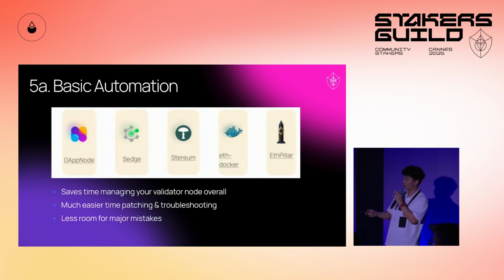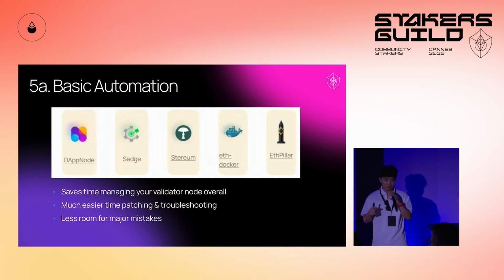DAppNode is a no-code tool. Sedge is a no-code tool. Ethereum on ARM is a no-code tool. If Docker, some code. If Pillar, some code. Right? Some code, but very low. You have a much easier time doing your patching, to update your clients and troubleshooting, and there's less room overall to make major mistakes if you use these automation tools.